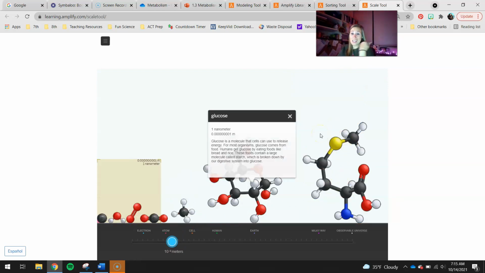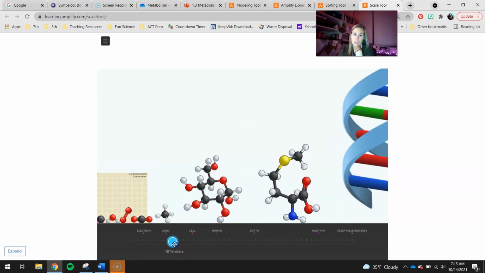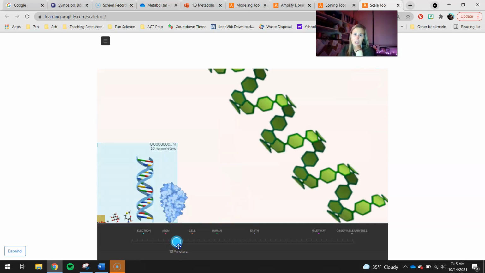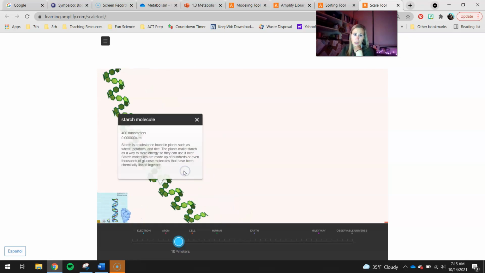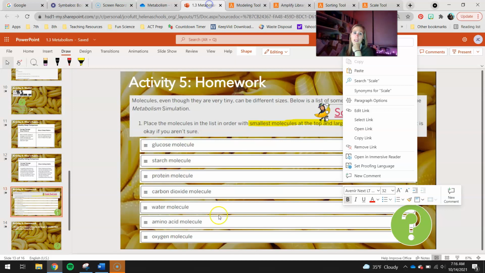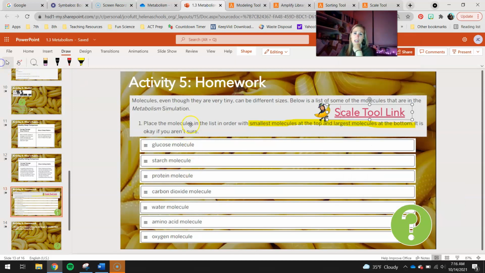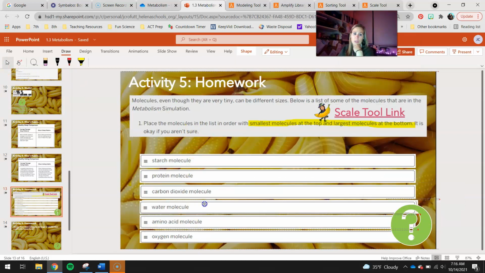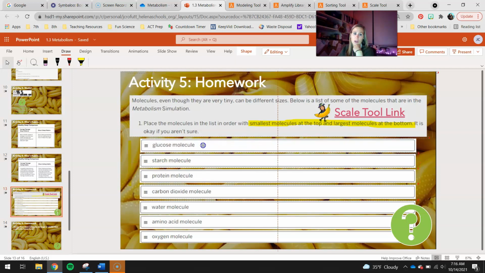If amino acids are used to make up proteins, they should be smaller than a protein. Same with glucose. We know that glucose is used to make starch, so we must have starch somewhere here. Oh, look at here, there's our starch. So go ahead and use that scale tool to help you sort these. You can click and drag them to move them. Glucose should be towards the top because it's small, whereas something like starch should be towards the bottom because it's much larger than glucose, as it is made up of glucose.